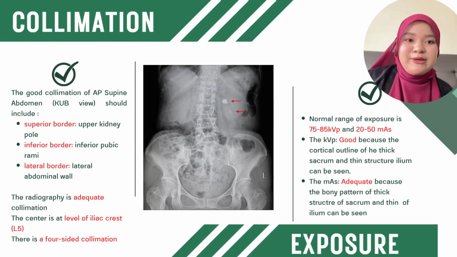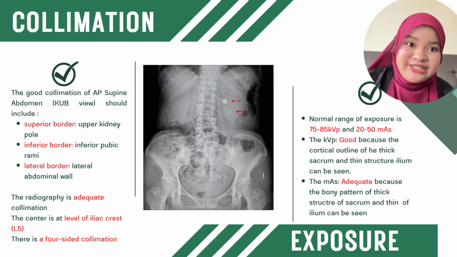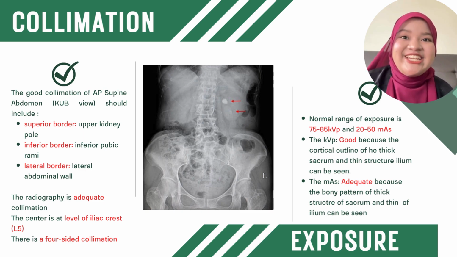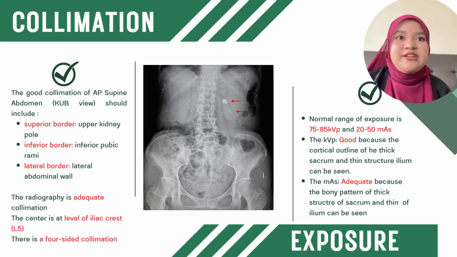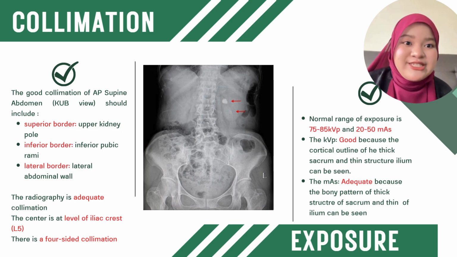The correct dimension of an AP supra-abdominal KUB view should include the superior border at the upper kidney pole, the inferior border at the inferior pubic rami, and the lateral border at the lateral abdominal wall. And this radiograph has adequate collimation, and the center is at the level of the iliac crest, which is L5, and there is four-side collimation.